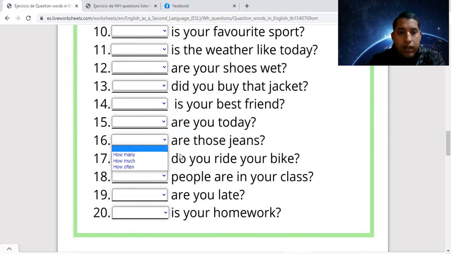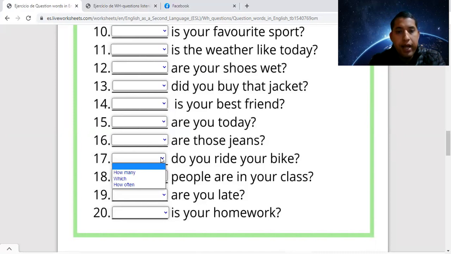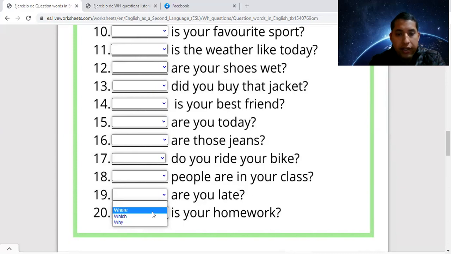Okay. Choose the correct one. 17. How many do you ride your bike? Or which do you ride your bike? Or how often do you ride your bike? Okay. We have 18. How much, how many, or how people are in your class? What is the answer, guys? Choose the correct one. How much, how many, or how? All right. 19. Where are you late? Which are you late? And why are you late?